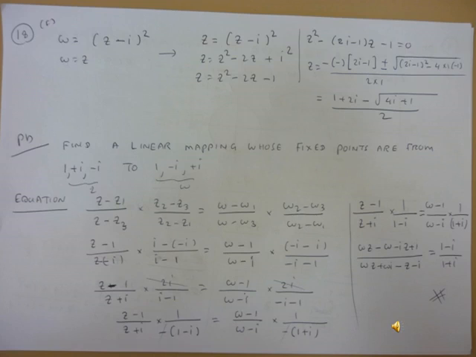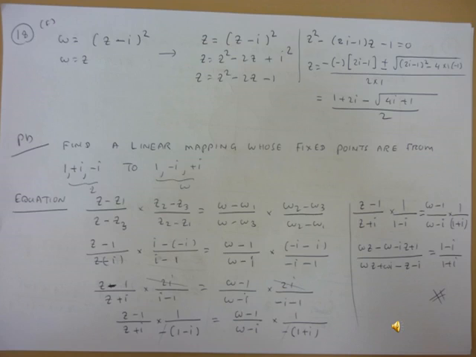The generalized equation is (z minus z1) divided by (z minus z3) multiplied with (z2 minus z3) divided by (z2 minus z1) equals (omega minus omega1) divided by (omega minus omega3) multiplied with (omega2 minus omega3) divided by (omega2 minus omega1). So z1 is 1, z2 is plus i and z3 is minus i. Similarly, omega1 is 1, omega2 is minus i, and omega3 is plus i. Those z1, z2, z3, omega1, omega2, and omega3 values are substituted in the equation.